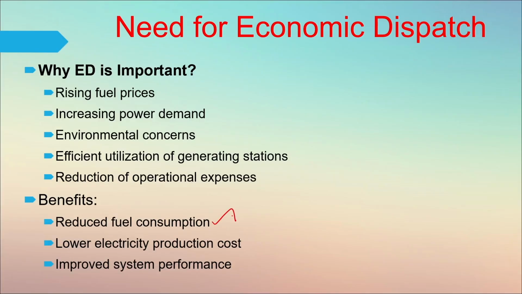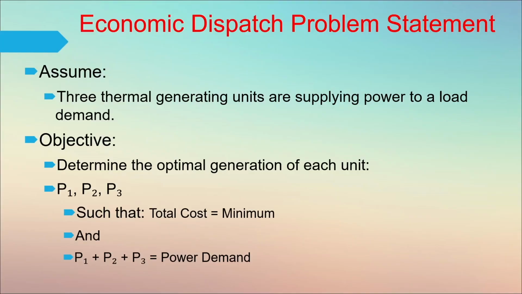So, if we develop an economic dispatch system, what are the benefits that we are going to reap? We can benefit from reduced fuel consumption, lower electricity production cost and improved system performance. These are the three things we can achieve once we have successfully implemented the economic dispatch problem. So, the problem statement.